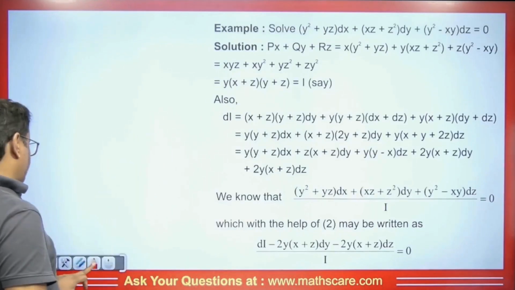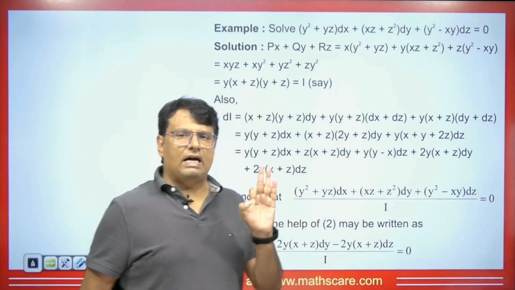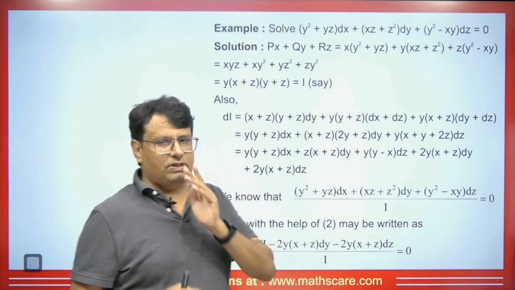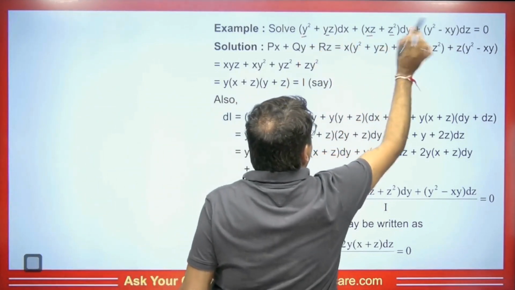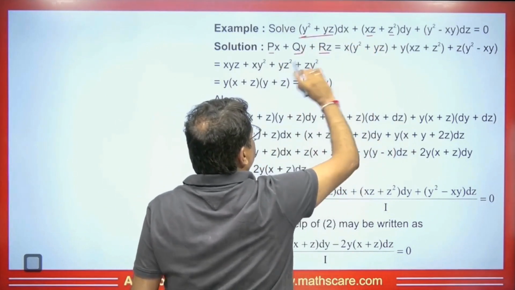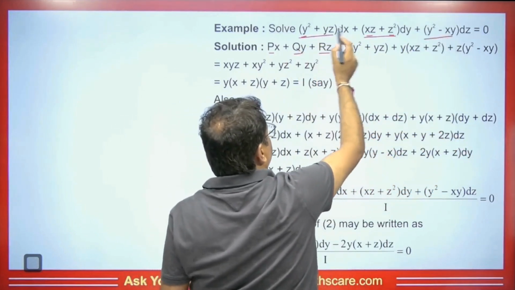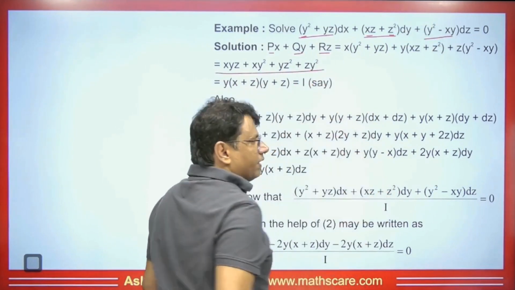We have this question, and I'm going to explain what we do if the value of px plus qy plus rz is not equal to 0. First of all, it is a homogeneous equation of degree 2. So we know that we have px, qy and rz. Now p will be this. This is q, this is r. So we'll multiply this by x, this by y, and this by z. And if we simplify it, we will get this value, right?